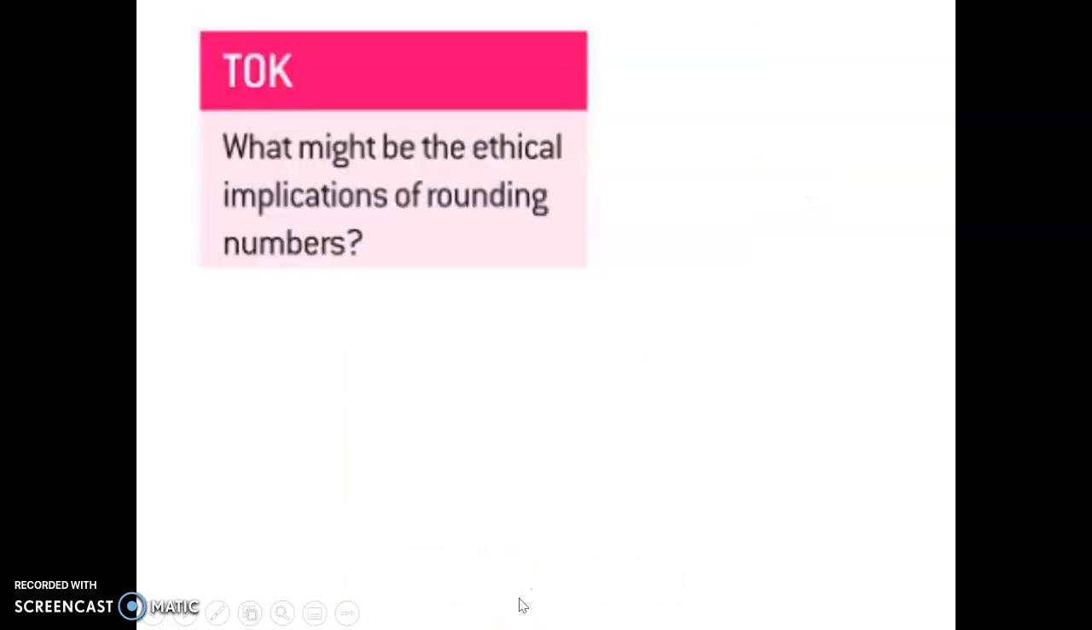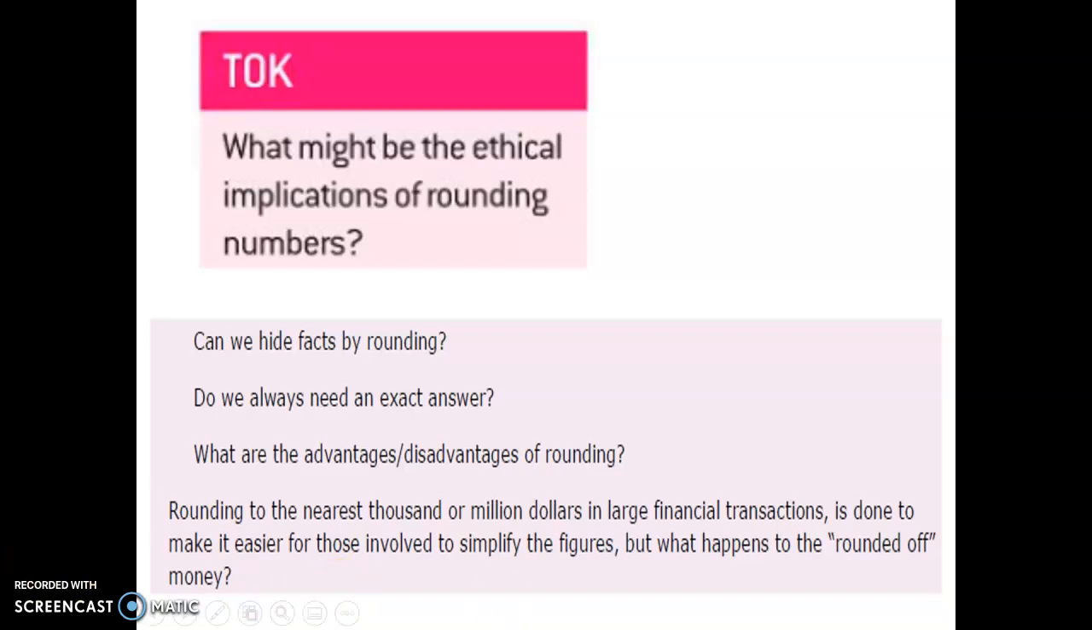All right. Quick TOK question for you. What might be the ethical implications of rounding numbers? We just talked about rounding, but if we round numbers, maybe numbers are important in some way for whatever reason. Is there an ethical concern here? What do you think? Well, here's some things to talk about.